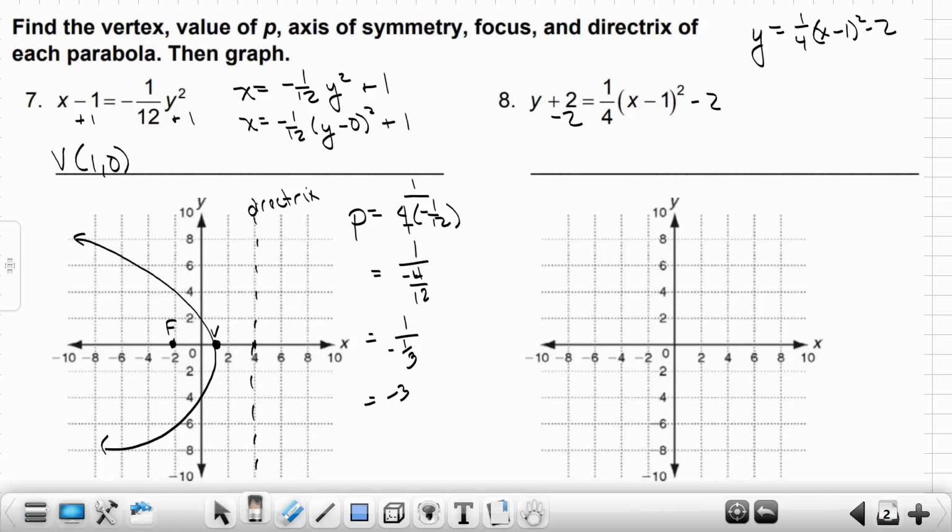And then is this one facing up or down? Up. That's positive. Good. So this is the directrix, and this is the focus. And then it's facing up. Okay. How did you know this was directrix? Because the fact that this was -1/12, I knew it opened left, which means the directrix had to be on the right.